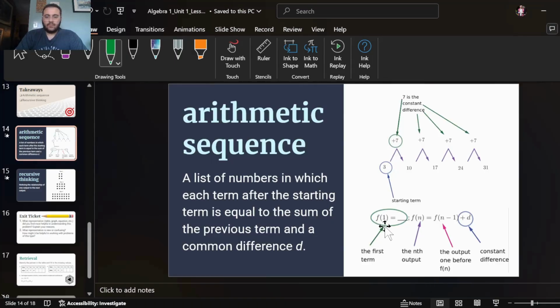So f of 1 equals blank, that's our starting term, so f of 1 would be equal to 3. Then f of n is equal to f of n minus 1 plus d, which is the common difference. So f of n equals f of n minus 1 will always be there, and what will change is the plus d, whatever our common difference is.